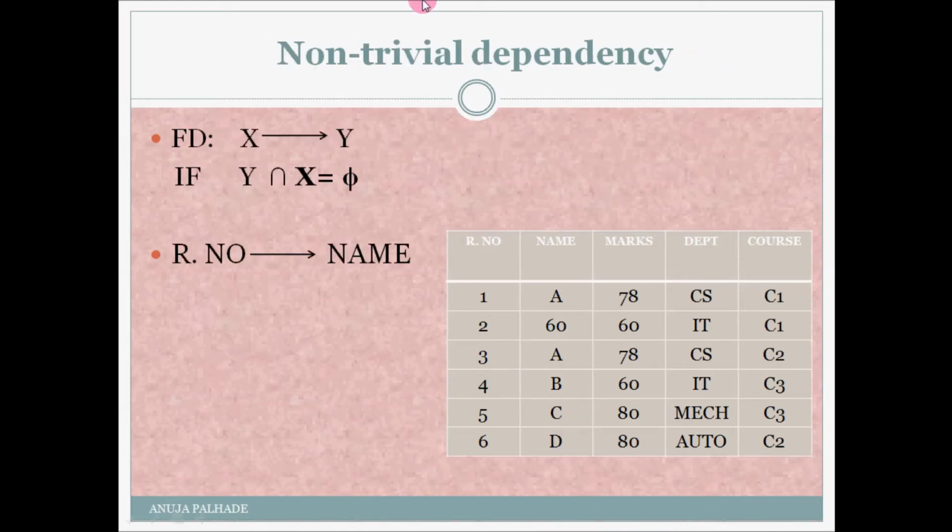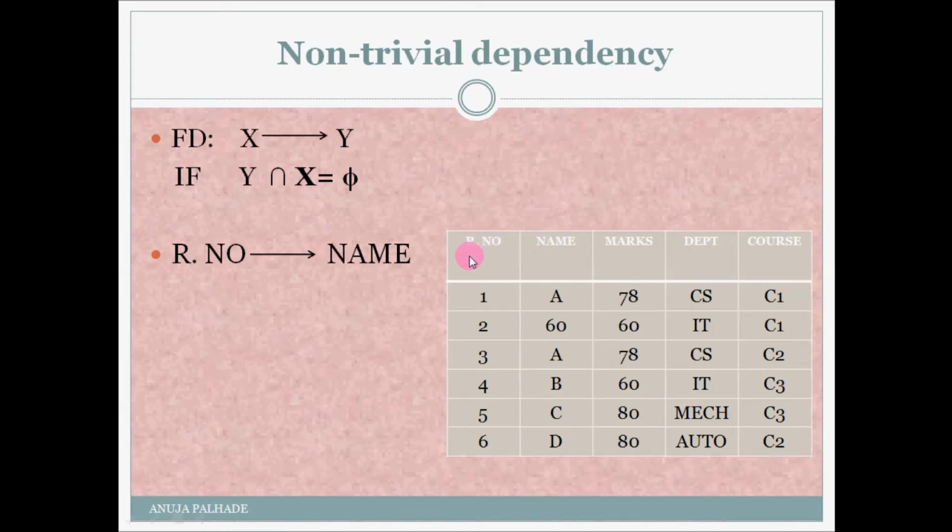So let's start with the non-trivial functional dependency. You can say this is the definition of non-trivial functional dependency. If the functional dependency X determines Y, then the intersection of X and Y must be phi. I am saying here not equal to phi, it must be phi. Like if we take the intersection of roll number and name, nothing is common in these two columns, so the intersection is phi. So this is a non-trivial dependency in this case.